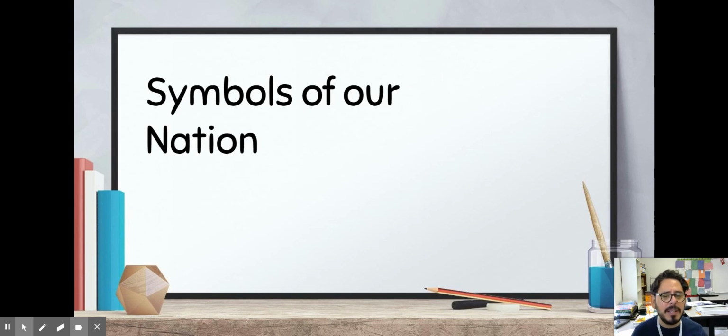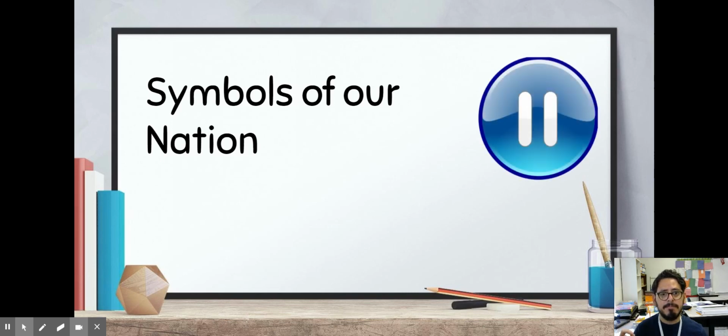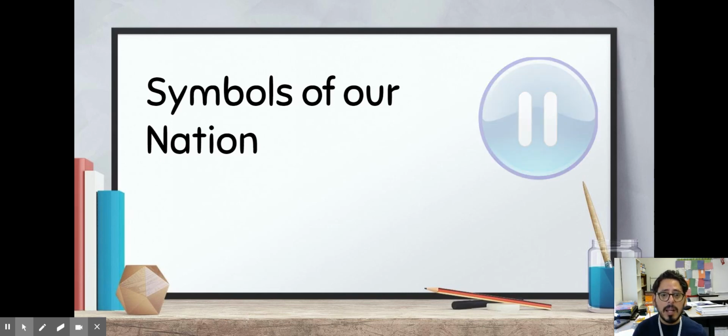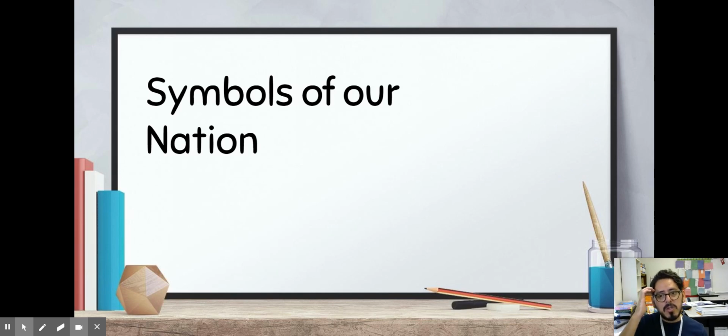So if a symbol is something that represents something else, symbols of our nation, what does that mean? Think about it, pause the video, and then come back with the answer. Okay? So if you said that symbols of our nation is an item, a thing, a place that represents our nation, you're absolutely correct. And we use it to feel more connected to our country, to feel like we belong in our country. And whenever we see it, we know that's America.